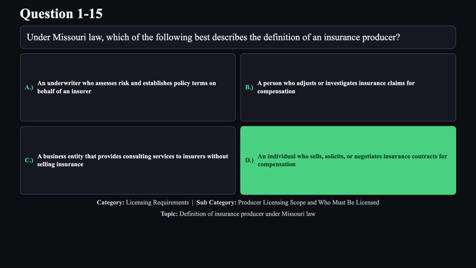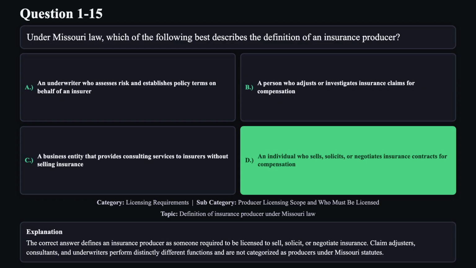The correct answer is D. The correct answer defines an insurance producer as someone required to be licensed to sell, solicit, or negotiate insurance. Claim adjusters, consultants, and underwriters perform distinctly different functions and are not categorized as producers under Missouri statutes.